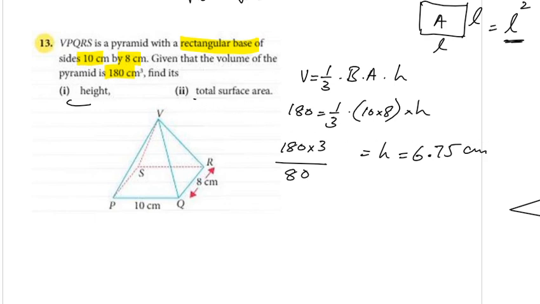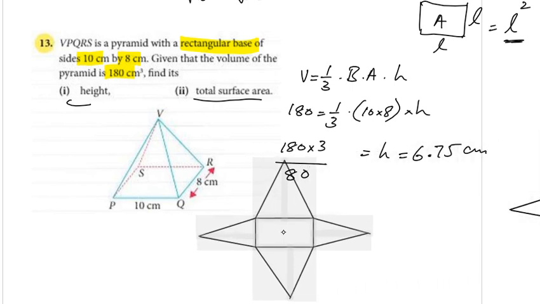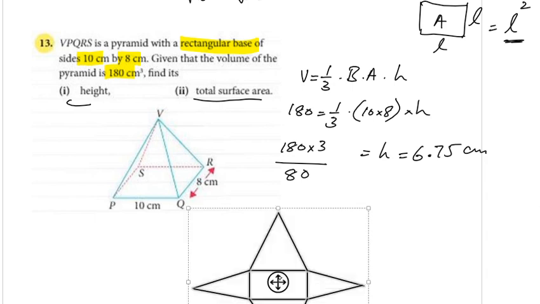Now coming to the second part, the total surface area. The total surface area of a pyramid. To understand the total surface area, I say that you need to draw the net of the pyramid. For that purpose, here I have drawn a net of the pyramid. Just let me show you.